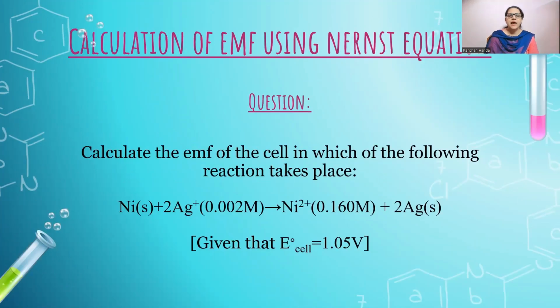Now here is an example from NCERT for calculation of EMF using Nernst equation. The question is, calculate the EMF of the cell in which the following reaction takes place. The reaction is given as follows. And here the molar concentrations of silver ion and nickel ion are given, and the standard electrode potential of the cell is given as 1.05 volt.